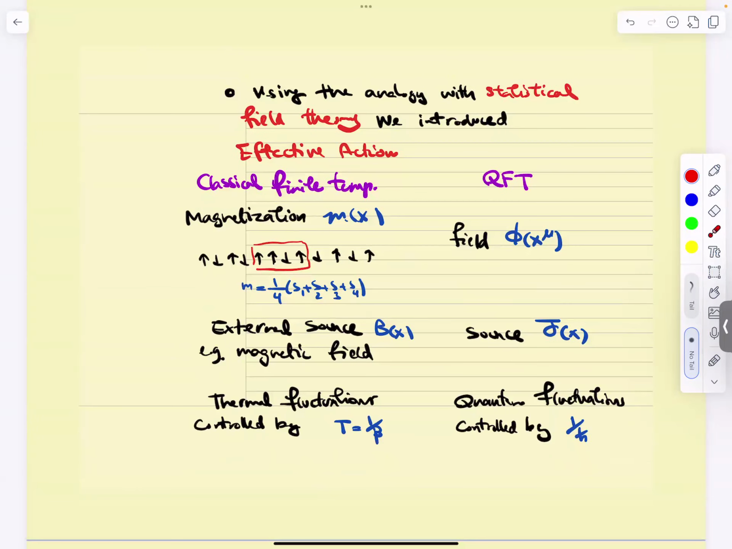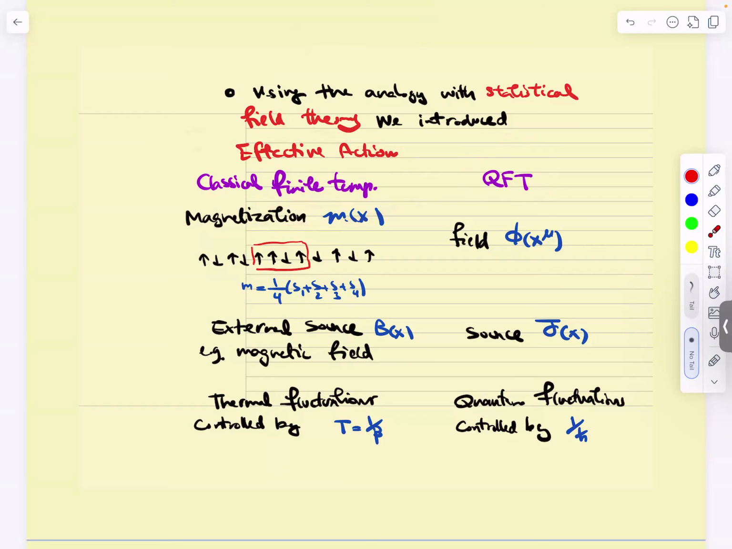Then we completely switched gears and started talking about effective actions. That's what's going to be the discussion of today as well. We're going to continue our discussion of effective actions. It is the build-up towards the renormalization group. We started by building the analogy between statistical mechanics and quantum field theory. So here's an analogy. There's quantum field theory here, and classical finite temperature physics here.